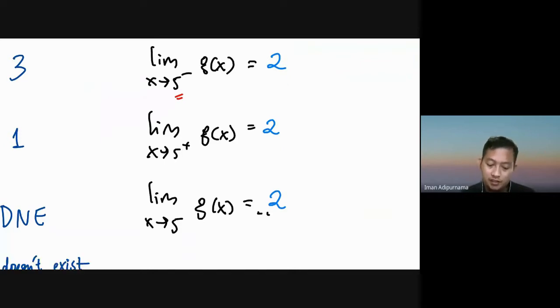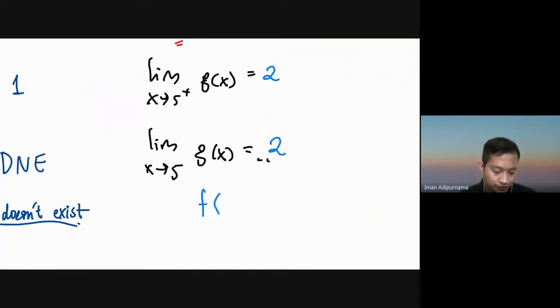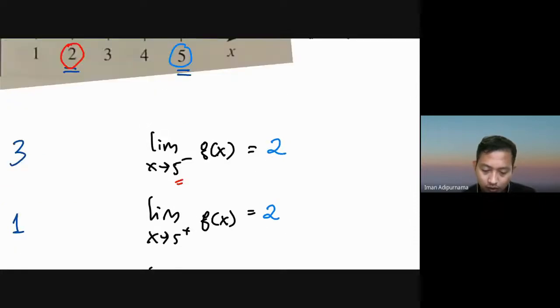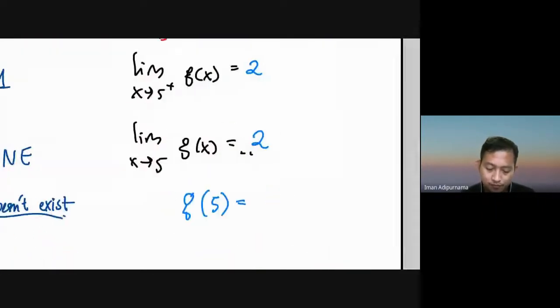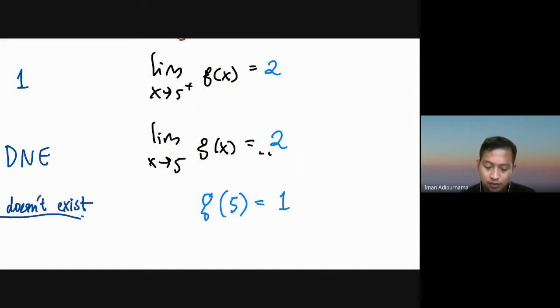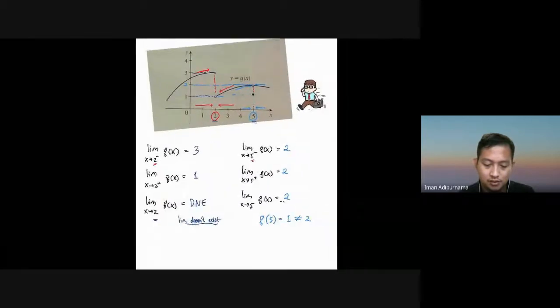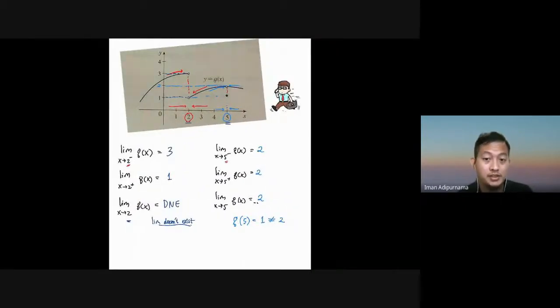Despite the fact that the f, or the g, no, sorry, so the g at 5 is, how much is it? Maybe 1. Not 2. And this is not the same as 2, right? Still, the limit exists, and we can say that the limit is approaching number 2, right? Okay, that's one fundamental concept in limit.